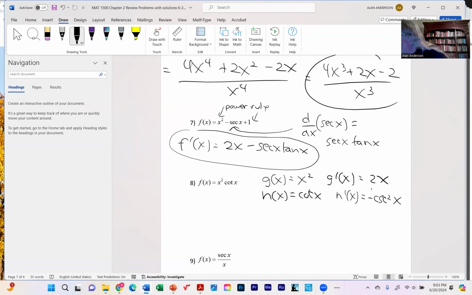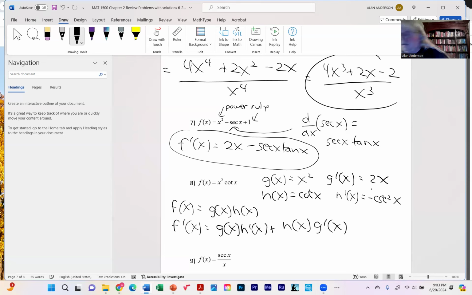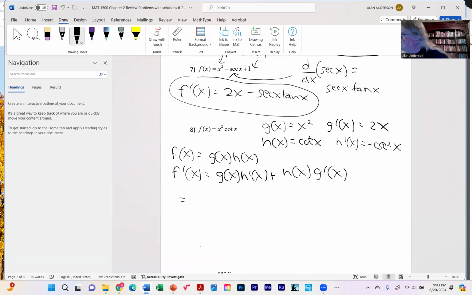Okay, now remember the product rule, assuming f of x is g of x times h of x, then f prime of x is g of x h prime of x plus h of x g prime of x. Great. Now we just make some substitutions. Oh, sorry, that's not squared. Okay, so now we'll just neaten it up a little bit.